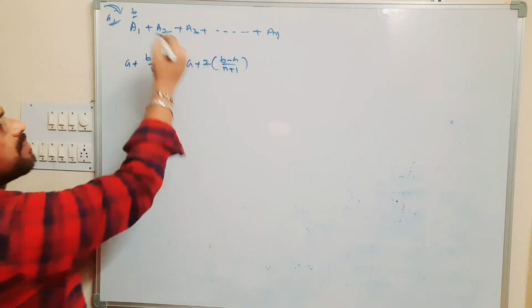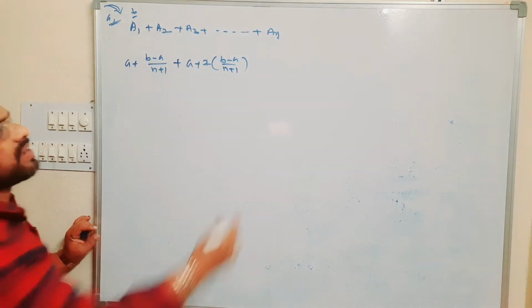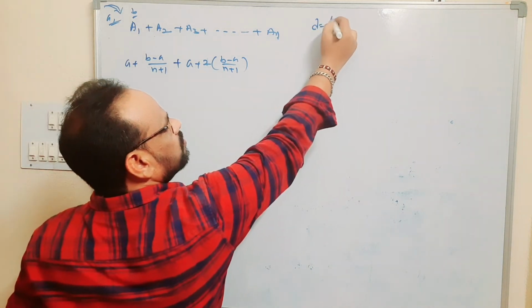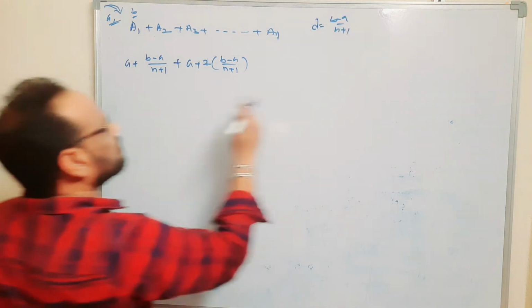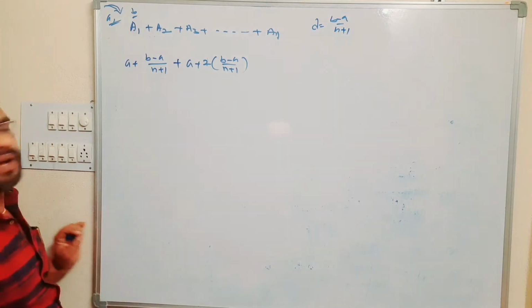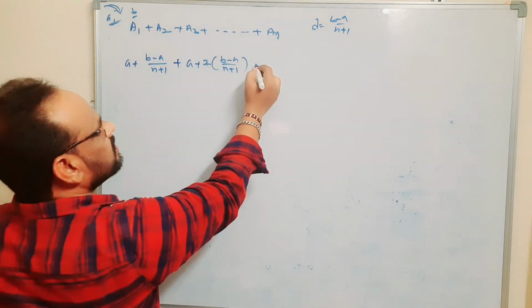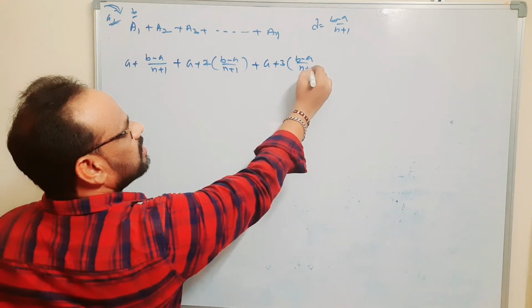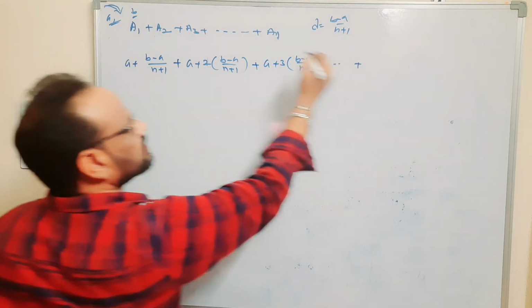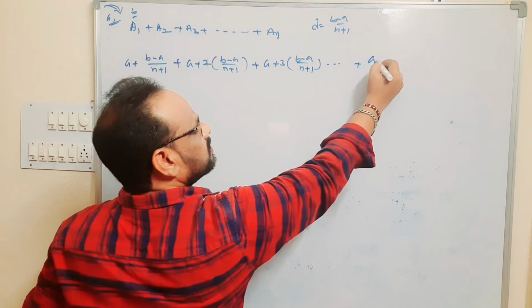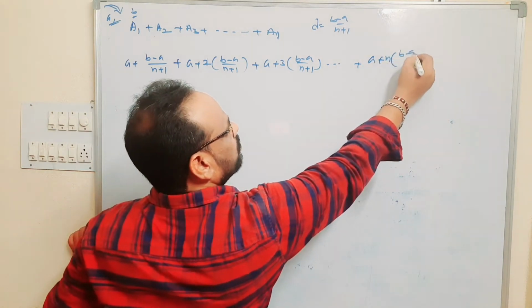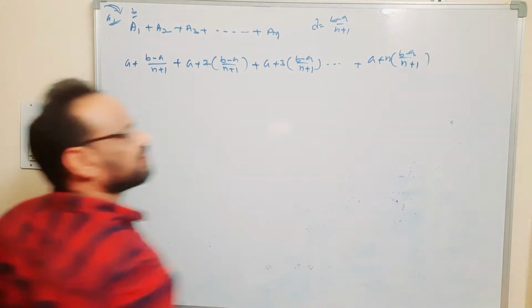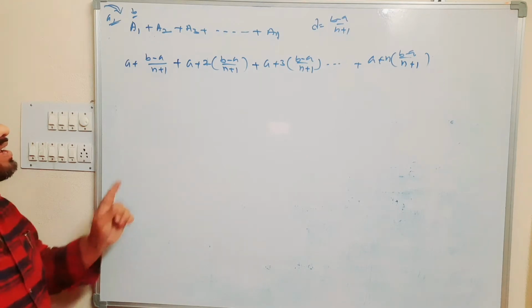Now a2 is nothing but a plus 2d, where common difference d is equal to (b minus a) by (n plus 1). So a plus 2 times (b minus a) by (n plus 1). a3 is nothing but a plus 3 times (b minus a) by (n plus 1), and so on, plus an, which means a plus n times (b minus a) by (n plus 1).